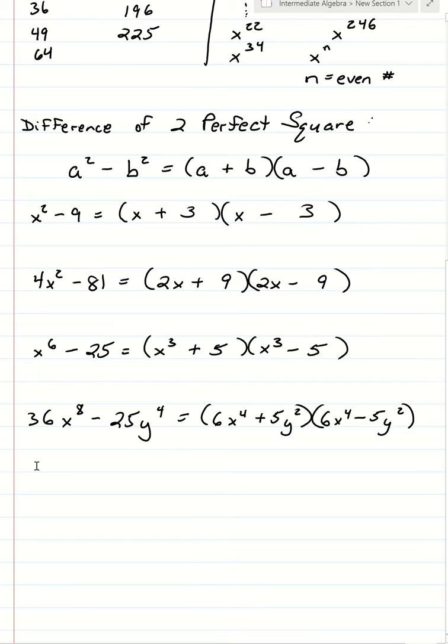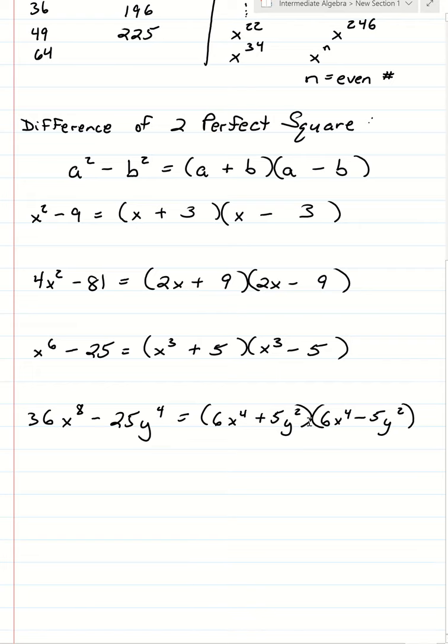Always look at each term. You want to take a look at each term of your polynomial, and make sure that it is in fact perfect squares. 36 is 6 squared. 25 is 5 squared. X to the 8th, that's an even power. Y to the 4th, an even power.